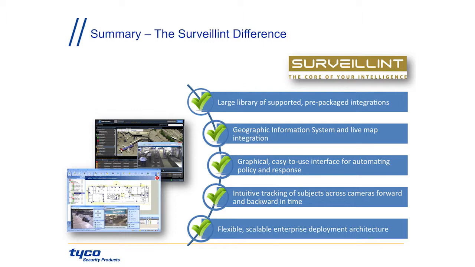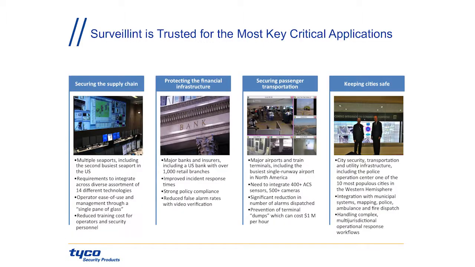A particular challenge here is just the variety of different systems that need to be integrated. In this case, 14 different systems, not just security systems, but systems such as ship tracking and radar systems. In this case, this particular customer saw an increase in operator ease of use as they were able to consolidate the number of interfaces their operators had to learn from 14 different interfaces to one, and reduce their training costs.